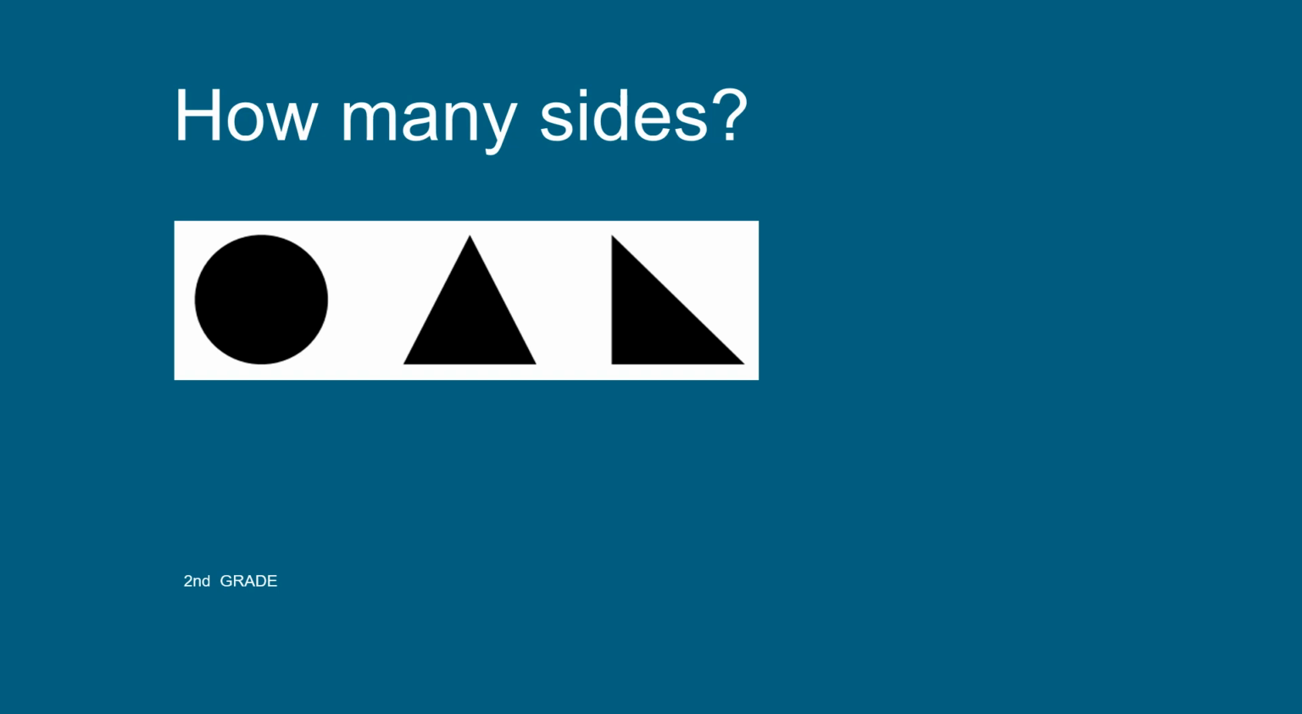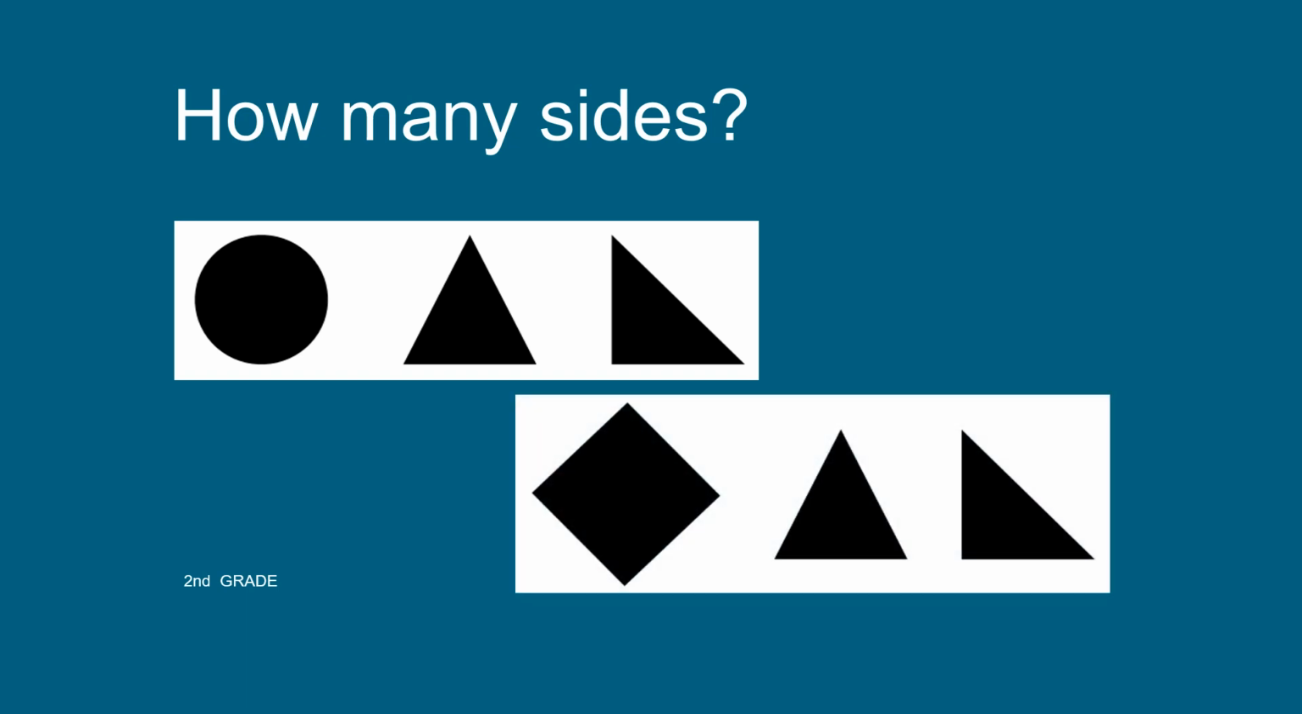Let's try one more. How many sides do you see? Can you use the one we just did to help with this one? I see 10 sides. A square has 4 sides, and there are 2 triangles. I know from the last one that 2 triangles have 6 sides. So 6 sides and 4 sides is a total of 10 sides.